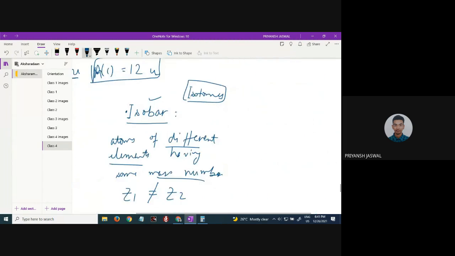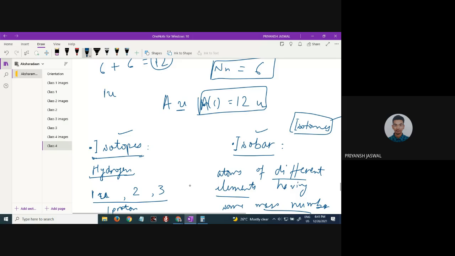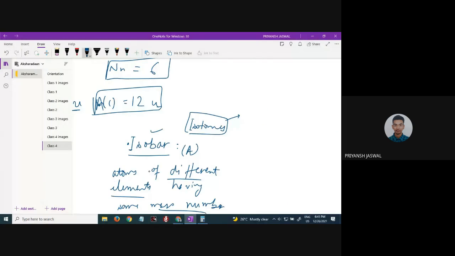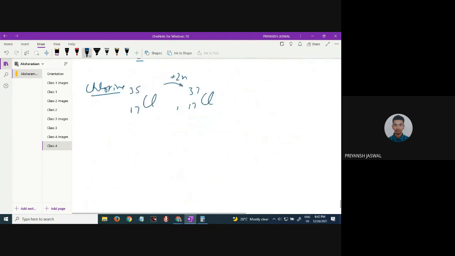And isotopes, I can tell you the definition. Isotopes, same number of protons. Isobars, same mass number. Isotones are the species of elements which have the same number of neutrons. That much will be enough for class 10th level.